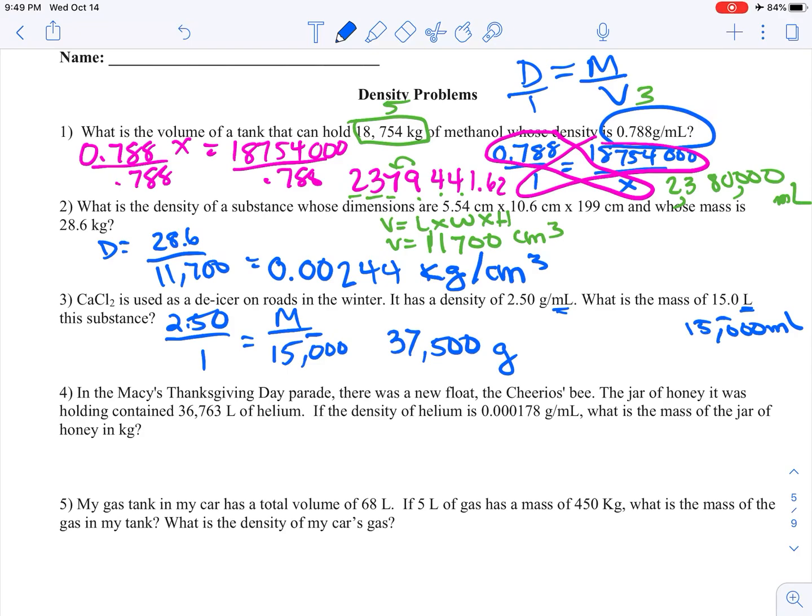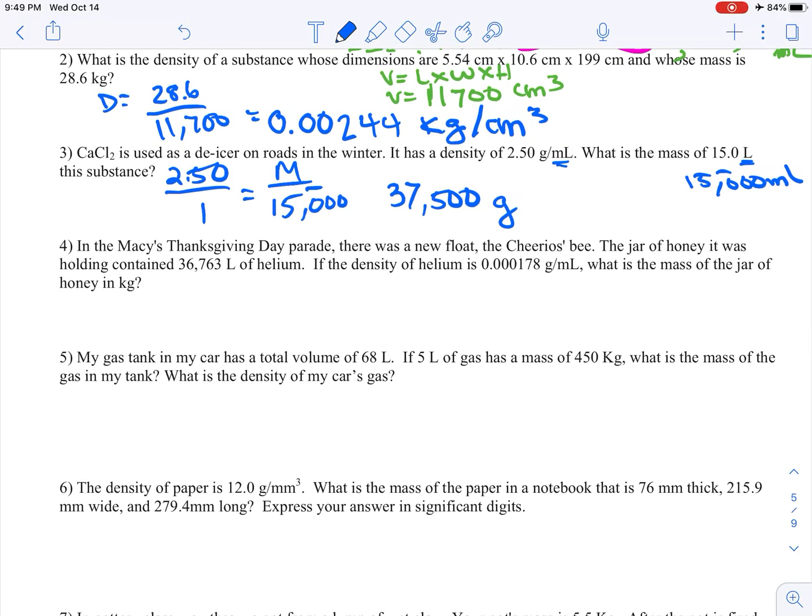In the Macy's Thanksgiving Day Parade, there was a new float, the Cheerios B. I don't know how old this is. The jar of honey it was holding contained 36,763 liters of helium. If the density of helium is that, what is the mass in the jar in kilograms? Okay, so first thing we have to do is change liters to milliliters because our density is in grams per milliliters. So here's our density, 178, put it over 1. We're looking for mass. And so we're going to take this volume in liters and make it milliliters by multiplying it by 1,000.